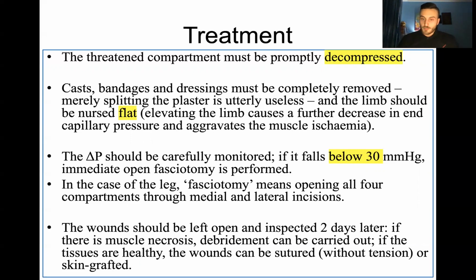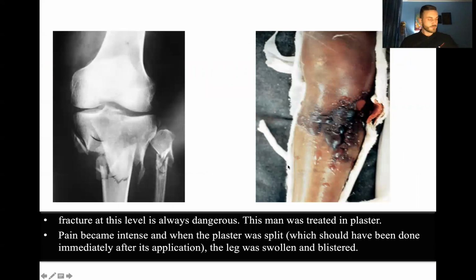You have to monitor the pressure if the patient is unconscious. And if you are suspecting that this patient is having compartment syndrome, go and do fasciotomy. It's better to do fasciotomy on a normal limb rather than wait on a compartment limb and to lose it.